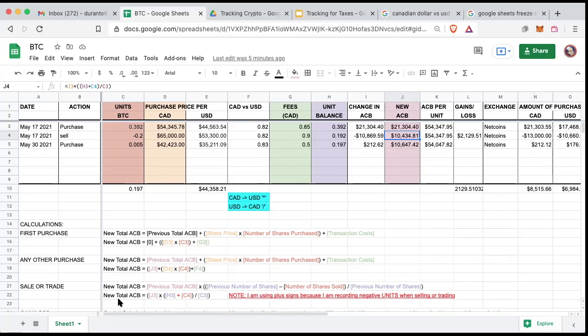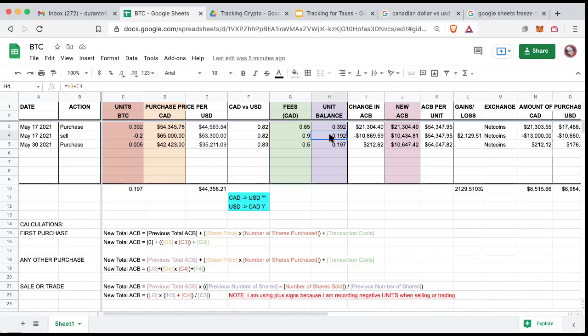And it's the exact same thing down here, J3 times H3 plus C4 divided by C3. We get a calculation, a new ACB. The change in ACB is just doing a simple math, whatever's in J4, which is right there, minus J3, and it becomes a negative number. The ACB per unit is just a division: whatever's in J4, which is the 10,000, divided by whatever's in H4, how many units there are total we have now.